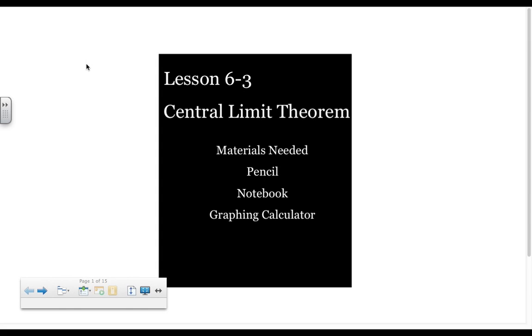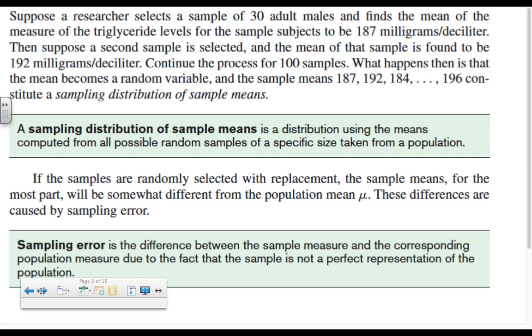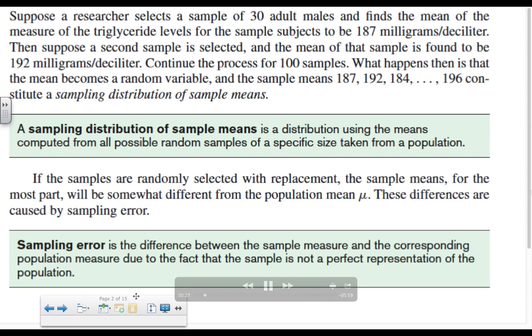So when we find z-scores and when we find probabilities using a sample of data, there are some rules. First of all, when we normalize something, what we're doing is we're taking a number of samples, and every sample has its own sample mean.